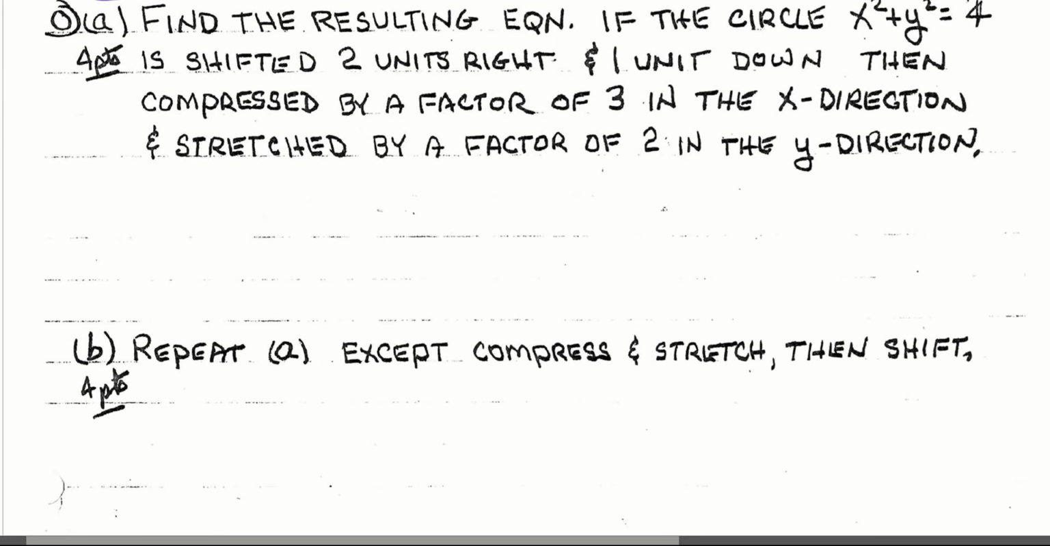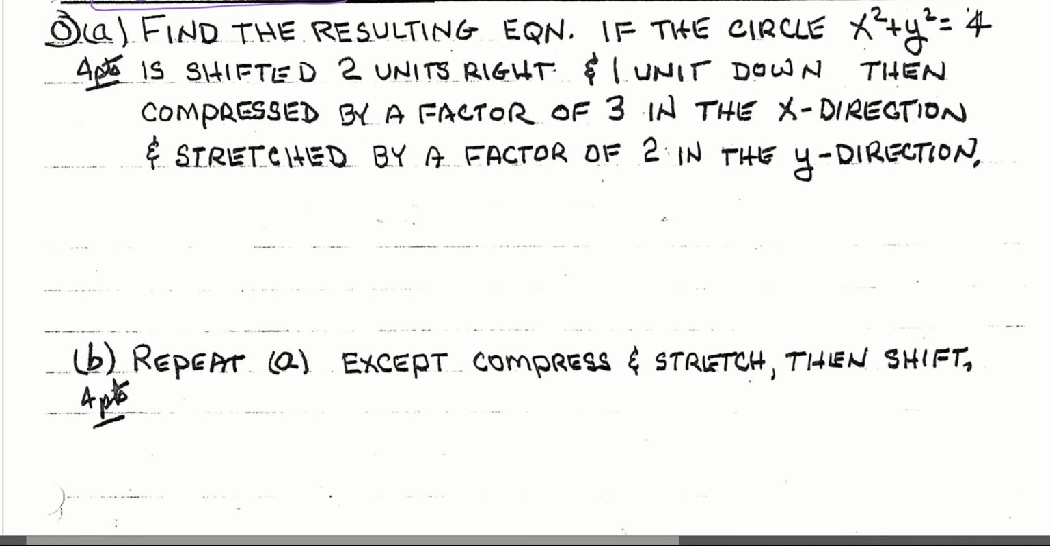problem, we'll be examining how shifting a function and stretching and compressing it will affect it, and we'll demonstrate how you get that resulting equation. So in this case, we have a given x squared plus y squared equal 4, which is a circle with a radius of 2. So we can go ahead and draw it. It's at the origin.